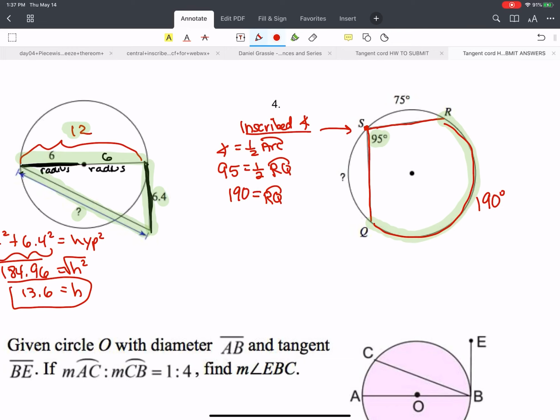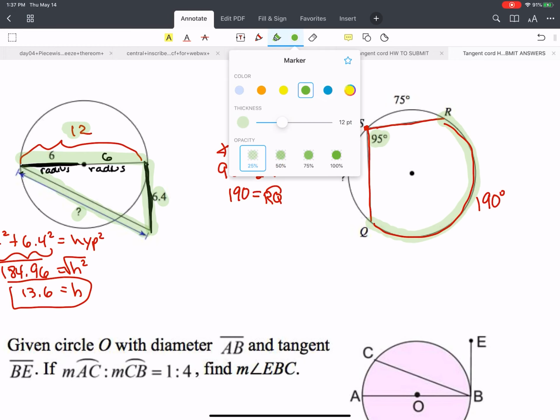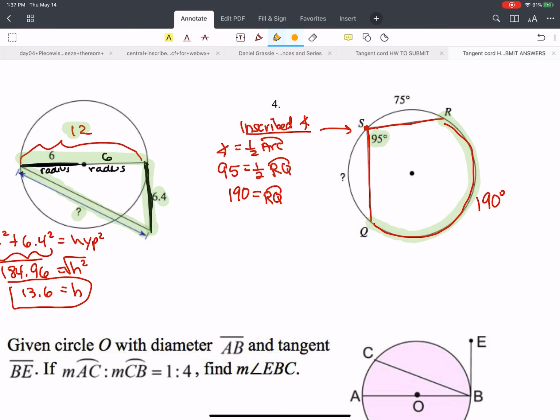But that doesn't answer my question of what SQ is. So you have to make an additional connection. Well, this is 75, and now I know this is 190. How could you figure out the rest? If you thought it and figured it out, good for you. If you thought, 75 plus 190 plus this missing piece has to add up to 360, you were right.